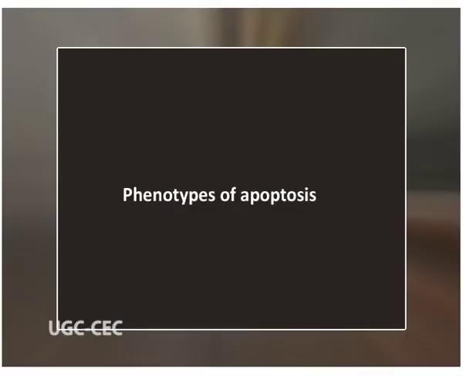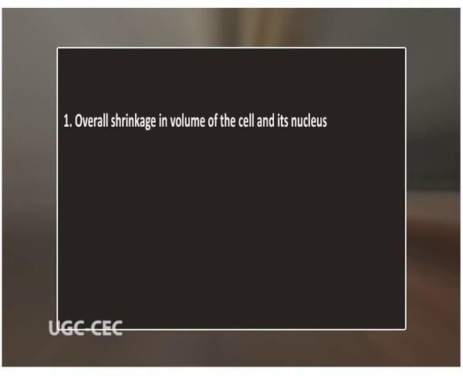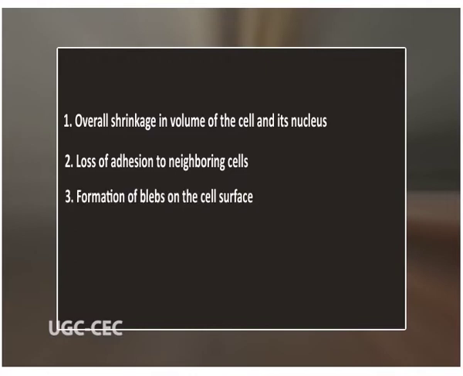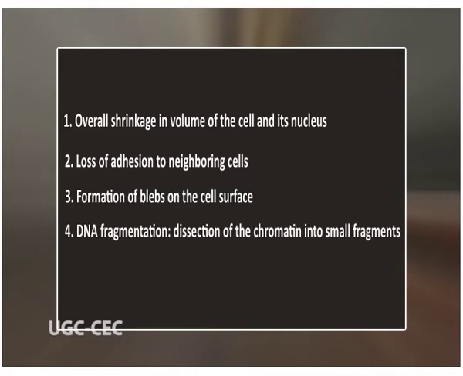Friends, let's now focus on the phenotypes of apoptosis. We have overall shrinkage in the volume of the cell and the nucleus, loss of adhesion to the neighboring cells, formation of blebs on the cell surface, DNA fragmentation, and rapid engulfing of the dying cells by phagocytosis.